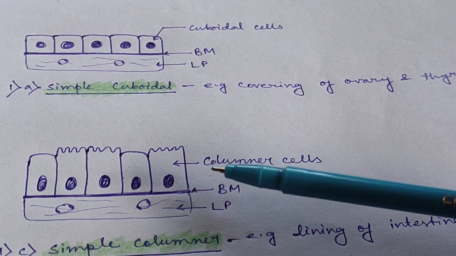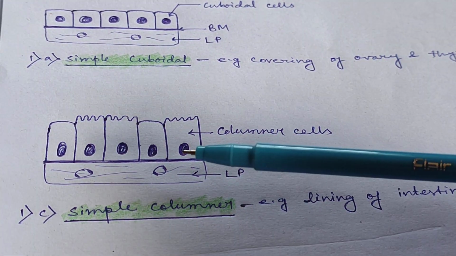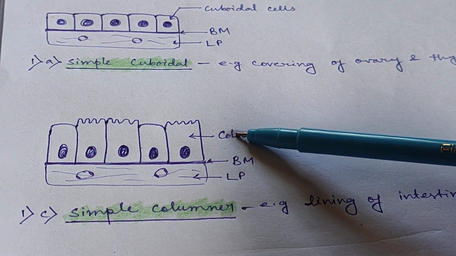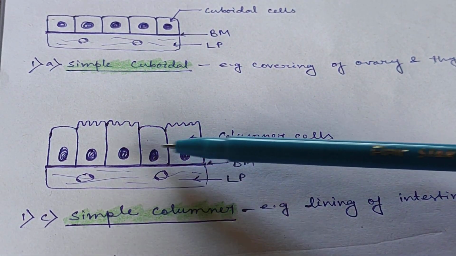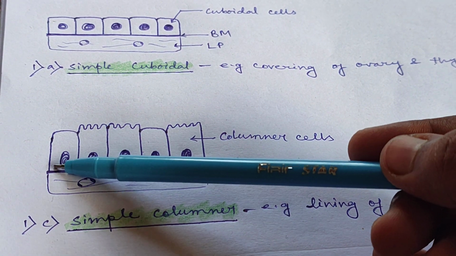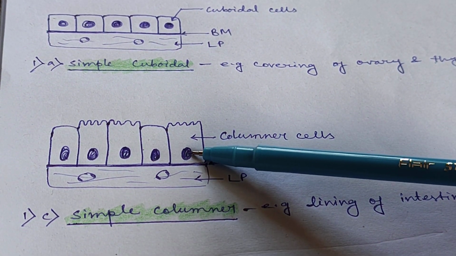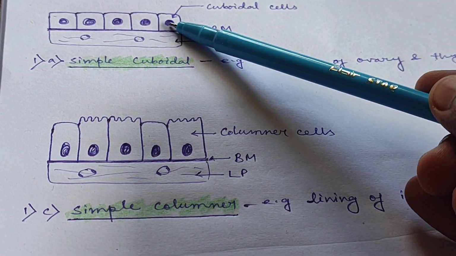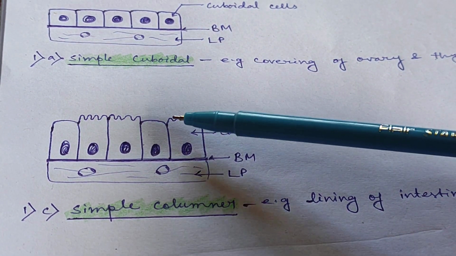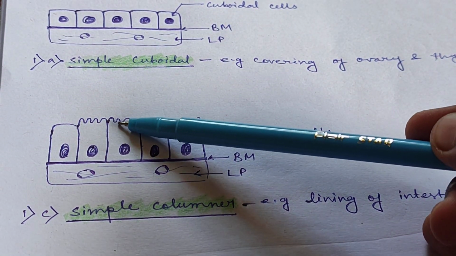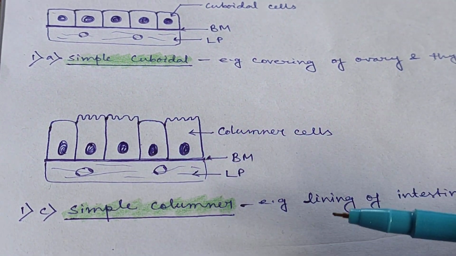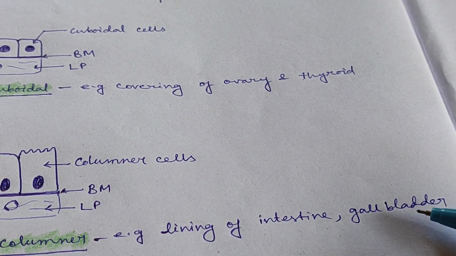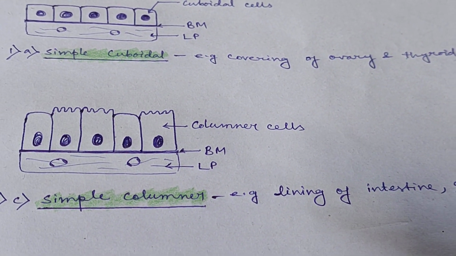thyroid gland. Okay, then coming to the simple columnar epithelial tissue, where we can see over the basement membrane only one layer of columnar cells. And here you can see that in case of columnar cells, the nuclei are basal. Okay, they are present at the basal part of the cells and they are of elongated type. Whereas in case of cuboidal cells, there were central spherical nuclei. In case of columnar cells, we can also see some apical modifications like microvilli or cilia. Okay. These simple columnar cells are mainly present in the lining of the intestine and gallbladder. So these are the three types of simple epithelial tissue.